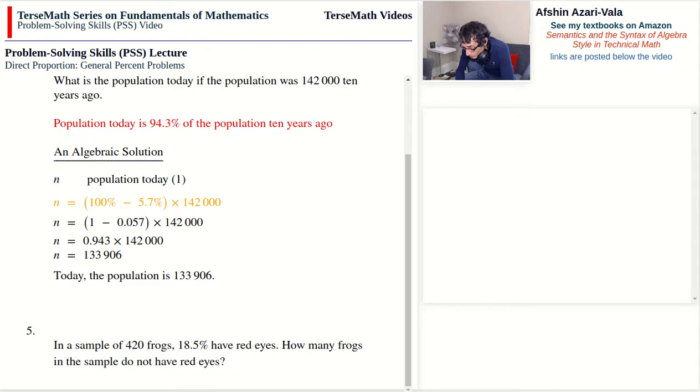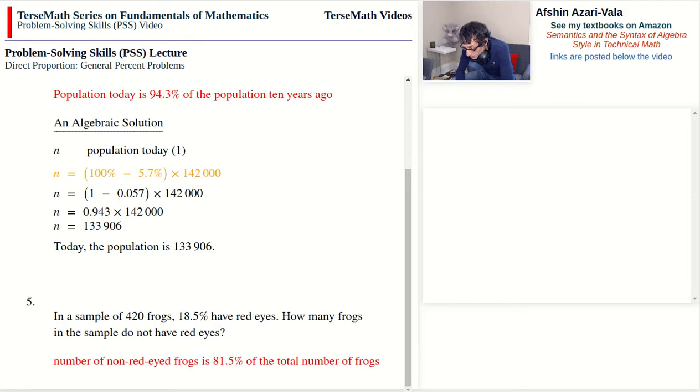Problem 5. In a sample of 420 frogs, 18.5% have red eyes. How many frogs in the sample do not have red eyes? So the difference between this problem and problem number 2 is that here we are talking about what's left over after we remove the number of red-eyed frogs. With problem number 2, we wanted the number of red-eyed frogs, and here we want the number of non-red-eyed frogs.